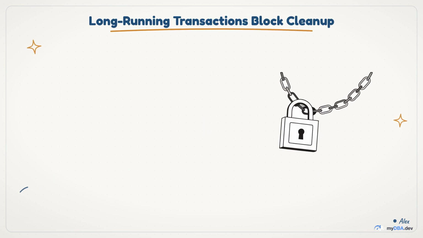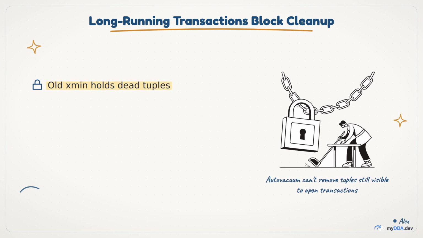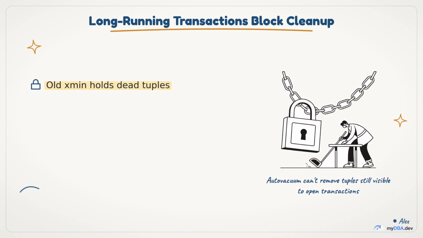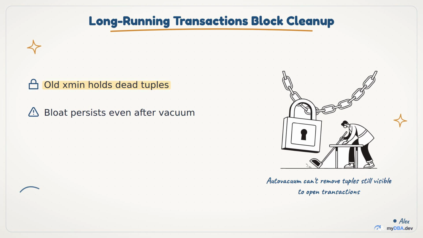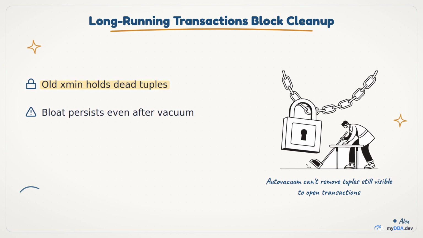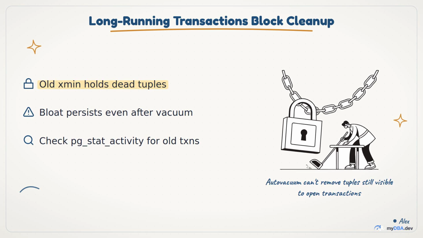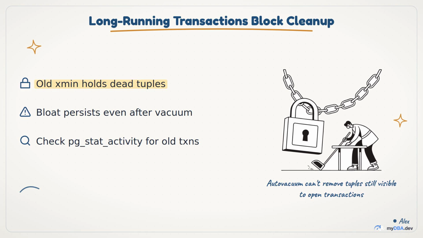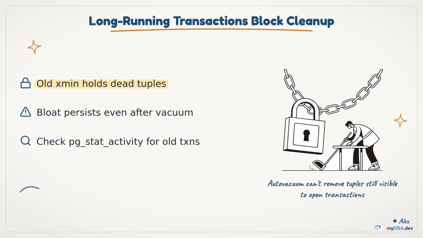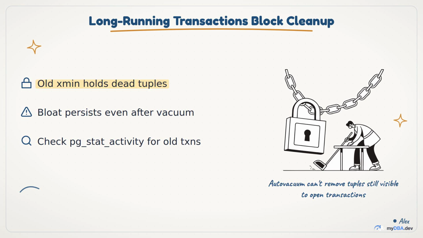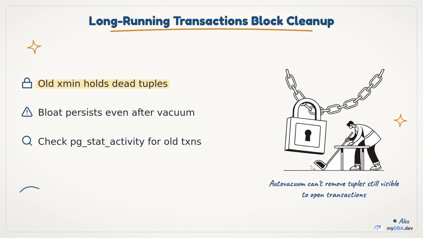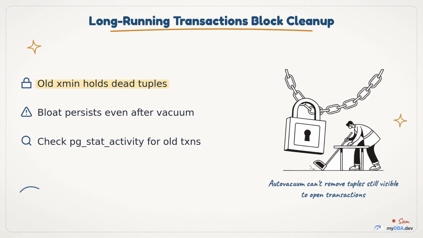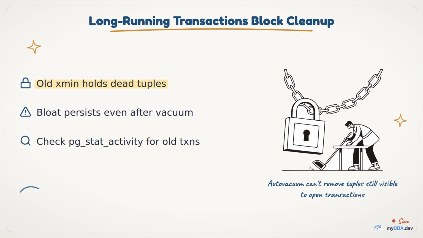Here's a sneaky one. Long-running transactions. Even if Autovacuum runs, it can't remove dead tuples that are still visible to an open transaction. Postgres tracks the oldest transaction ID, that's xmin, and any tuple newer than that has to stay. So if you've got a report query that's been running for an hour, Autovacuum will scan the table, but won't actually free much space. So I could have Autovacuum running constantly and still see bloat piling up?